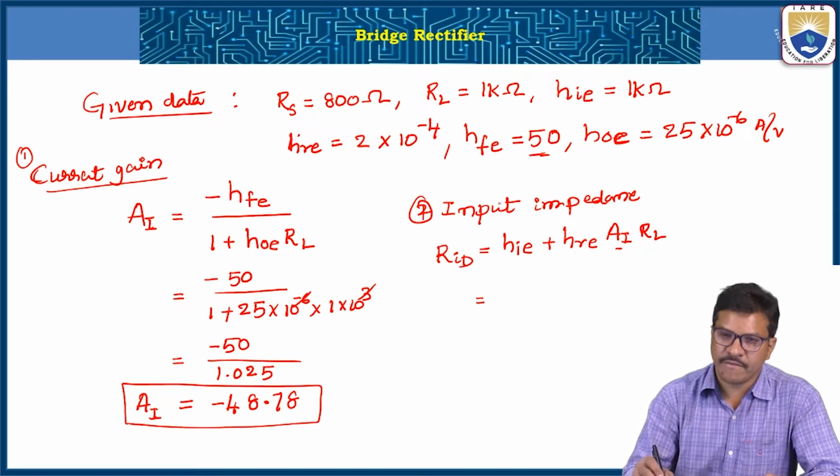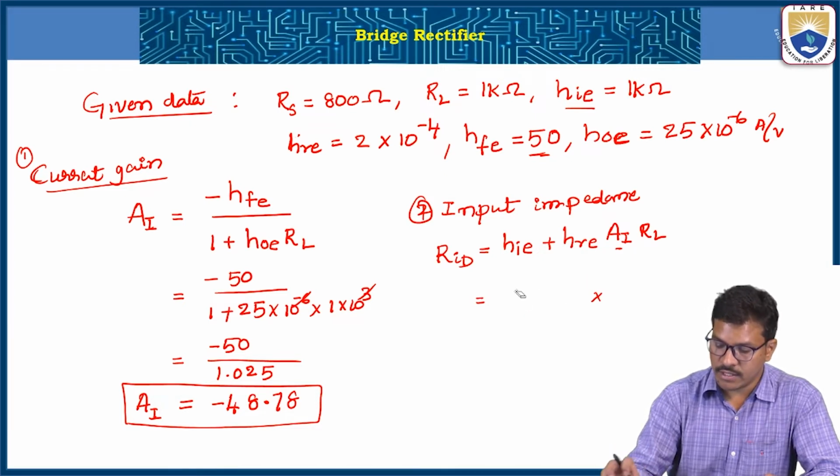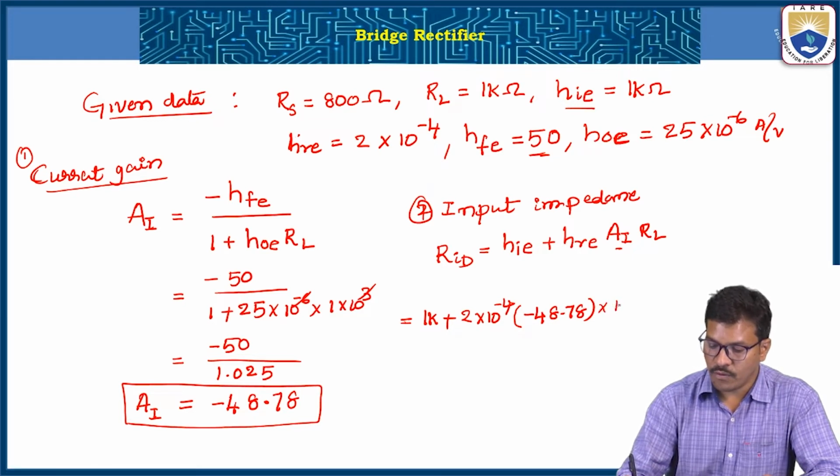The actual input impedance of the transistor, from the given data in the h-parameter model: hie is equal to 1 kilo ohm, plus hre, which is 2 into 10 to the power of minus 4, into Ai, which is minus 48.78, into RL, 1 kilo ohm.